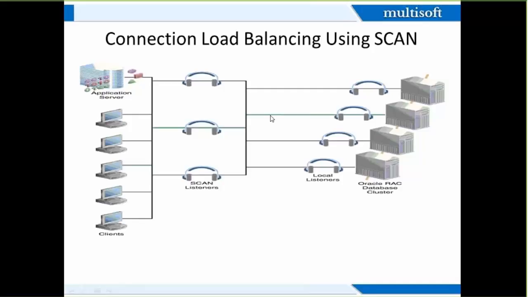I am repeating. One of the nodes contains one of the scan listeners that receives the request, and just because of client side load balance, that scan listener contains the information about which node in this cluster has the least load, right? Least load. So that request, by using the local listener, is transferred to that particular node which has the least load. This is called server side load balance.